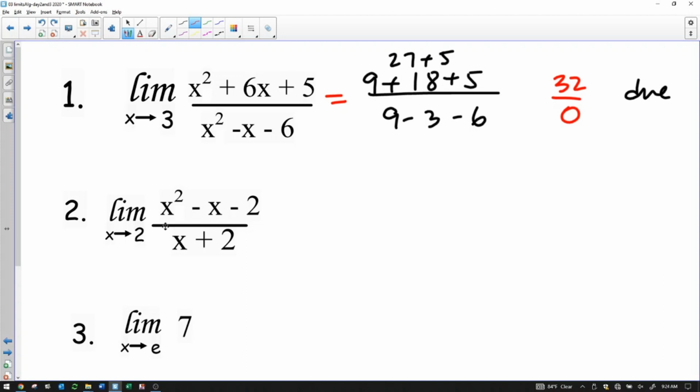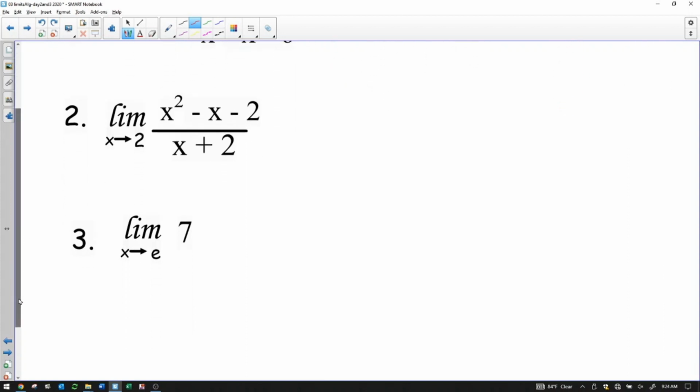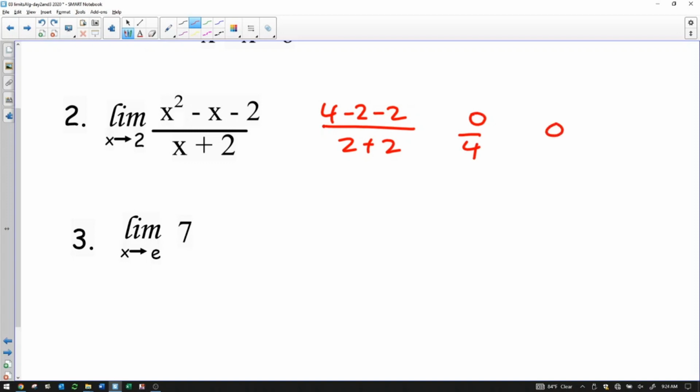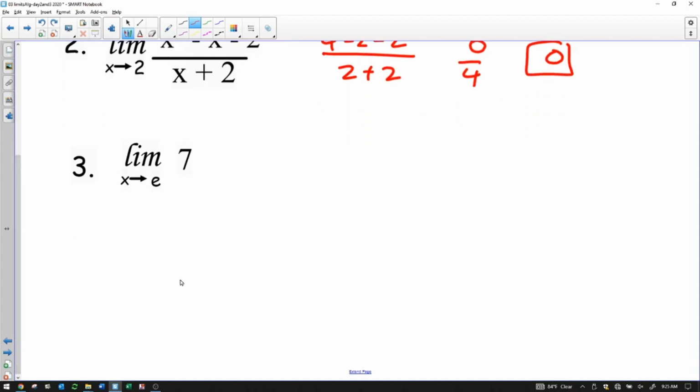All right, over here, let's go ahead and plug in. If I plug in, I get 4 minus 2 minus 2. On the bottom, I have 2 plus 2. So this will give me 0 over 4. If you get 0 over a number, what's your answer? 0. So this answer is just 0. And then finally, what's the answer at number 3? Nice. This is 7.